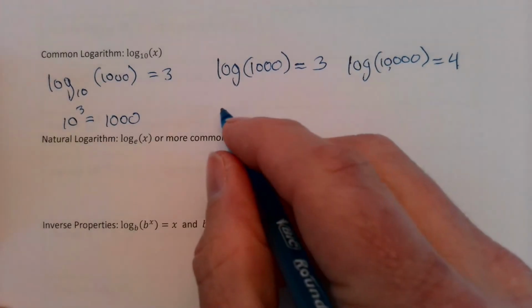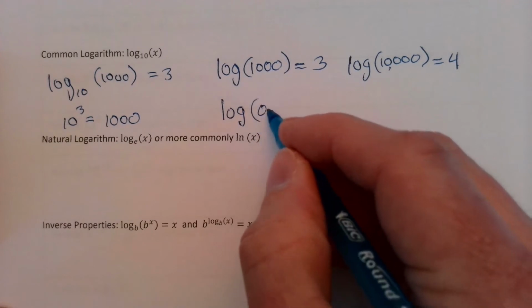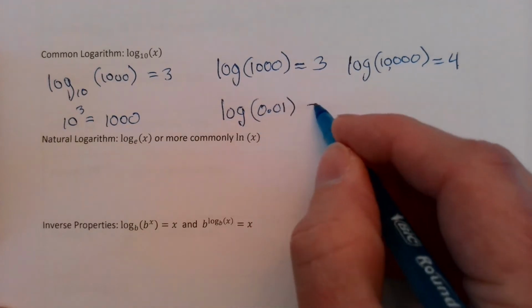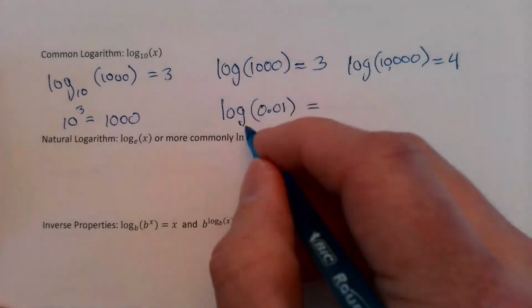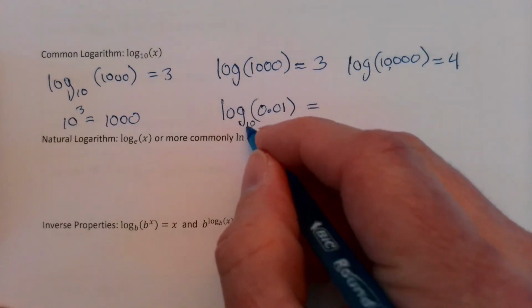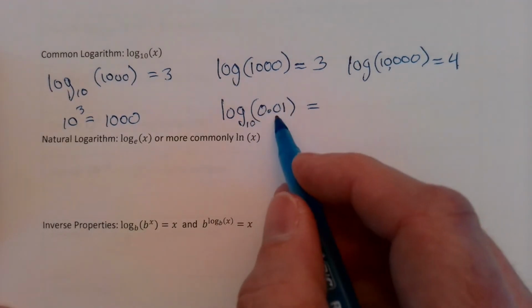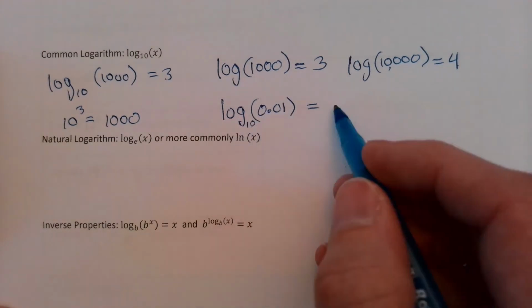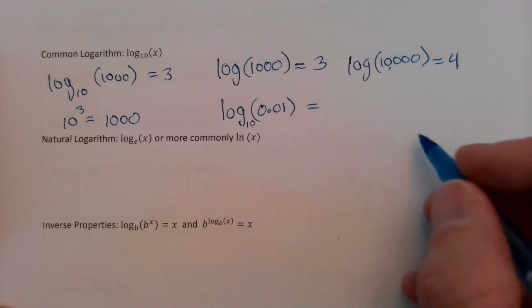One more common log problem. Common log. What's the log of 0.01? Well, notice how they didn't show you the base, but you know what it is. It's a 10. That's the default base for the common log. And the argument inside the log is smaller than 10. You're going to need a negative logarithm or a negative exponent to make this happen. So it turns out to be -2.